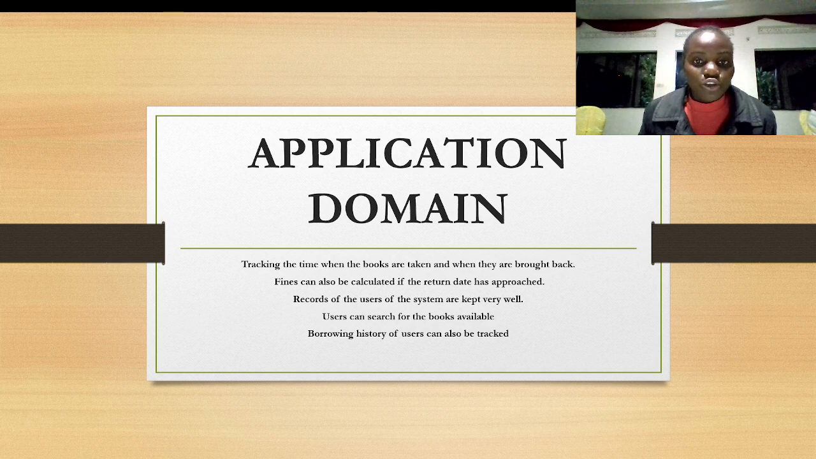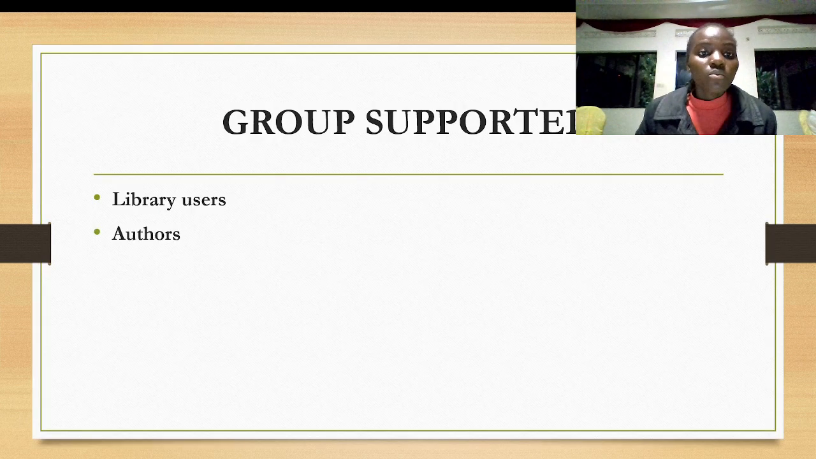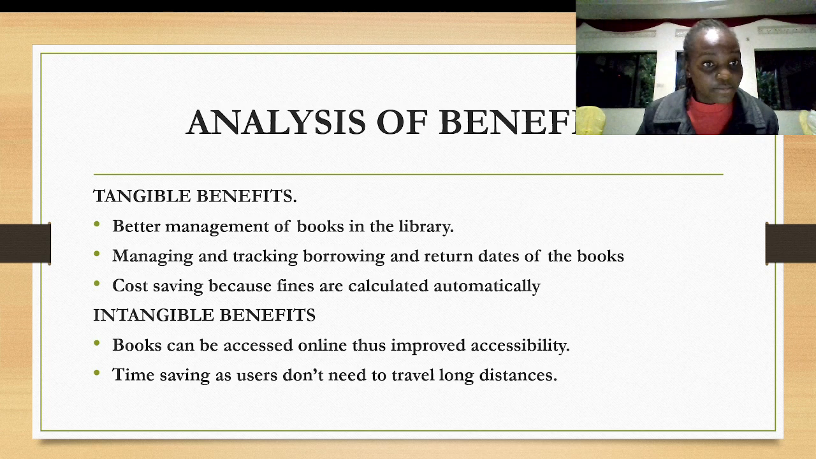Then you have the application domain. It can be used in tracking the time when the books are taken and when they are brought back. Fines can also be calculated if the return date has passed. Records of the users of the system are kept very well. Users can search for the books available. Borrowing history of the users can also be tracked using this system. According to my library management system, these are the groups that are supported: the library users and the authors.